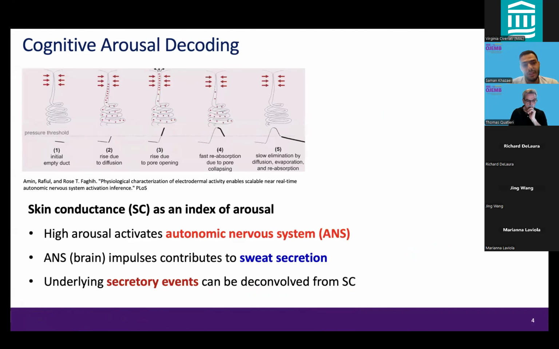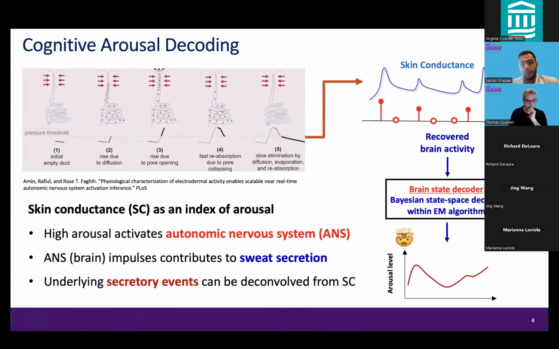Another state of interest is the arousal state, which the previous presenter also mentioned. The arousal state is highly associated with sympathetic activity, and the skin conductance signal is one of the informative biomarkers that can be used to decode the hidden arousal state. The way we handle it, we deconvolve the skin conductance signal to recover the underlying neural activity. Once we recover these underlying impulses, we use them as the observation to decode the hidden arousal state in a continuous manner.